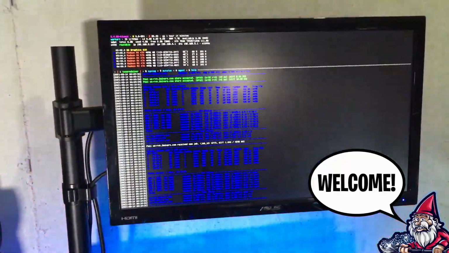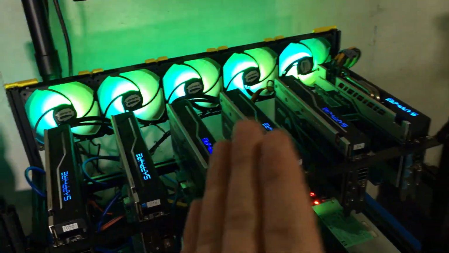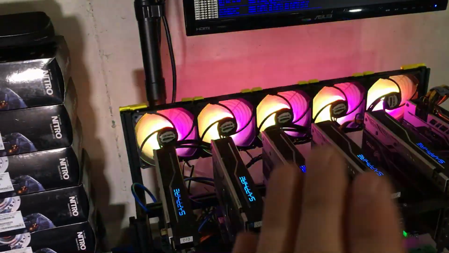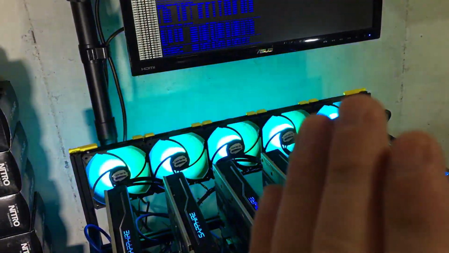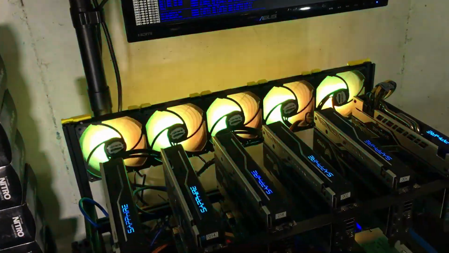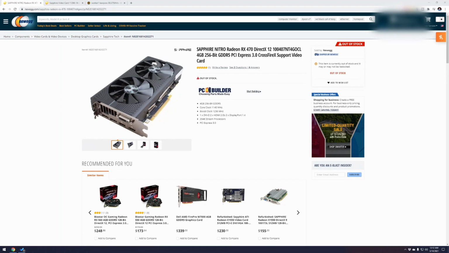So let's jump over to the computer. I want to talk about the difference between the 470 and the 570 when it comes to mining, and why I am recommending you go with a 470 9 out of 10 times if you can get your hands on it. Alrighty guys, we have jumped onto the computer and let's talk about these cards.